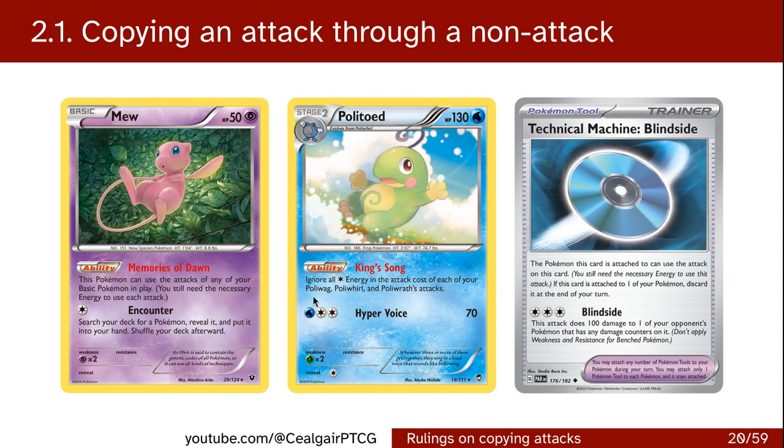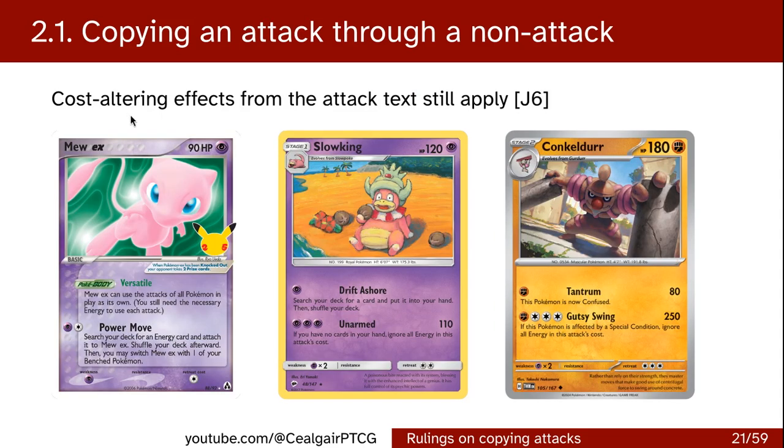More than that, if Poliwag is using the attack, since this is applied to any attack that Poliwag can use, if Poliwag has Technical Machine Blindside attached, then the attack cost of Blindside gets completely ignored since it's all colorless energy. However, there is one type of cost-altering effect that is normally applied to the Pokemon that has the attack that you are copying, that is still applied. And those are cost-altering effects that are actually printed in the attack text.